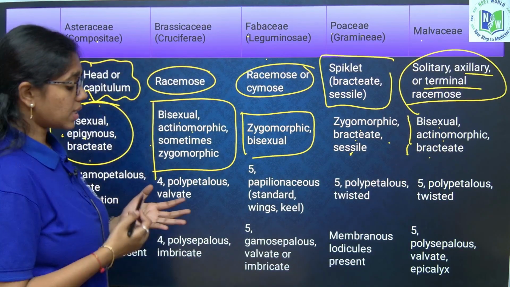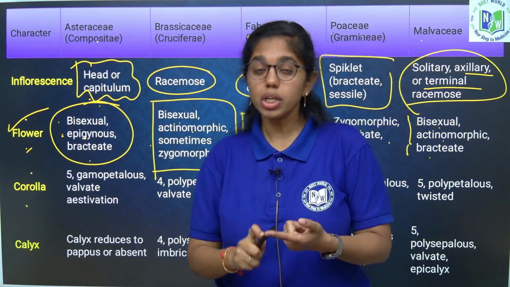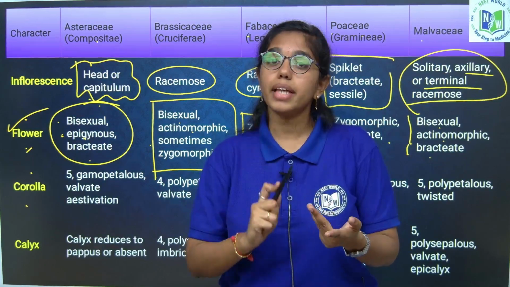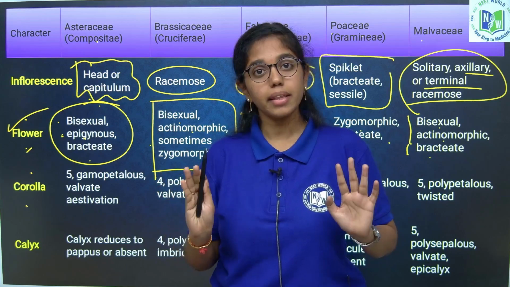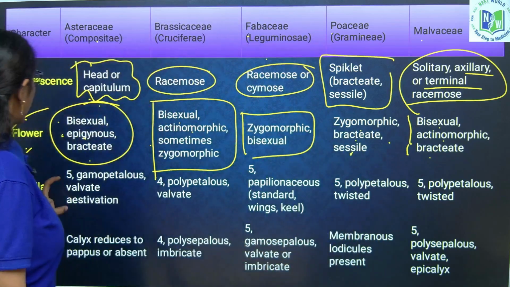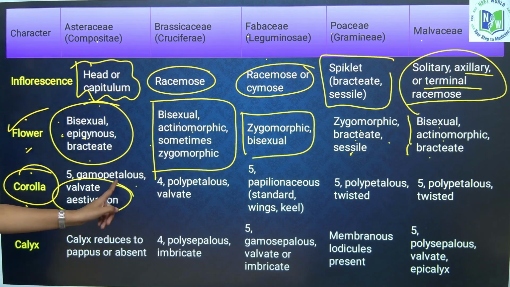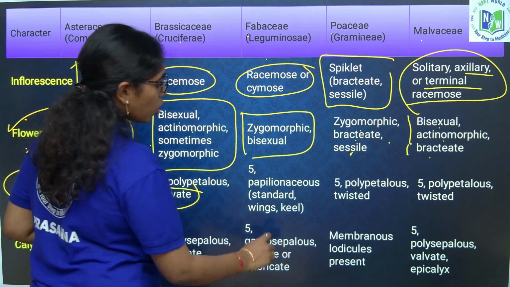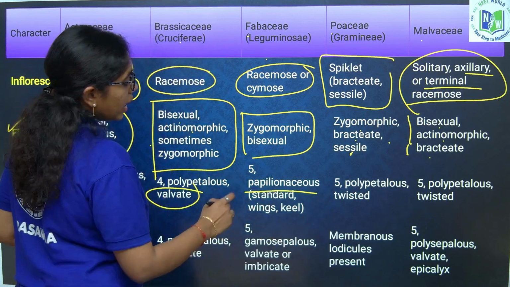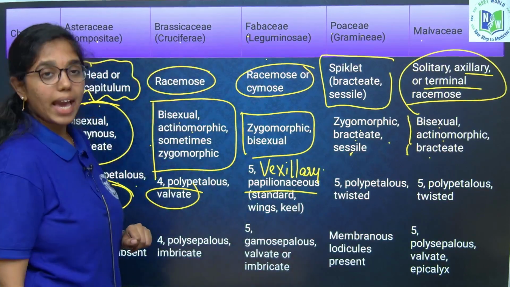Coming to calyx and corolla, the most important thing you have to remember is aestivation, beta. Aestivation, how many petals and sepals are there, whether they are fused or free, gamosepalous or polysepalous, that you have to look into. If you look into Asteraceae, the corolla is of valvate aestivation, it is gamopetalous. Okay, corolla is what aestivation? Valvate aestivation. In Brassicaceae also the corolla is valvate aestivation. Fabaceae corolla is papilionaceous and it possesses vexillary aestivation. It possesses what? Vexillary aestivation.